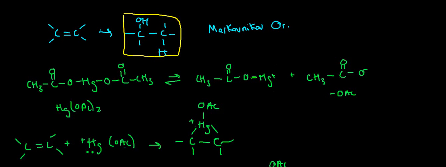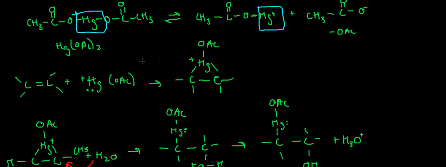Hydration of an alkene via oxymercuration, demercuration. This is the product we want. Here's mercuric acetate. It's mercury bonded to acetate twice. When it splits apart, it creates this ion. This is the one we care about.